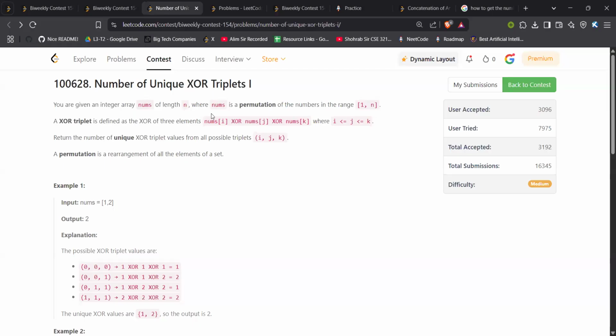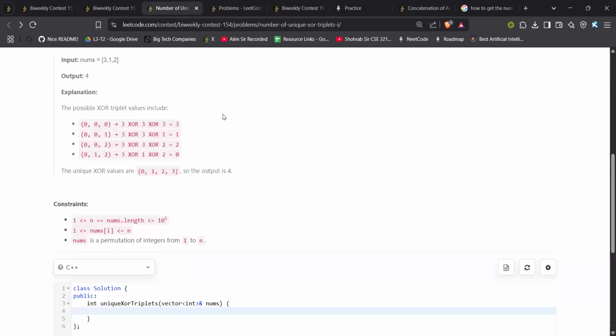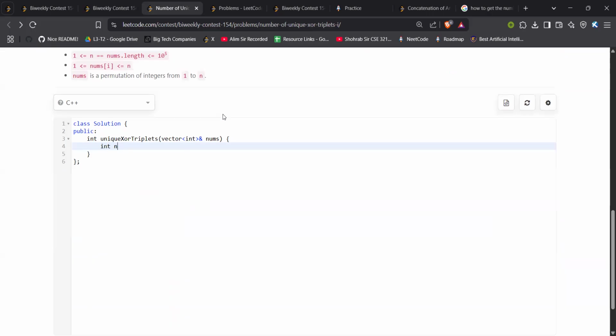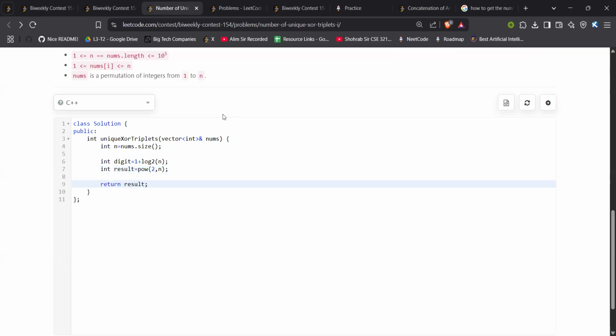nums is a permutation of 1 to n. So we'll basically take the size and we're good. We don't need anything else. 1 plus log 2 of n is the number of digits in binary. So the rest of this is basically the power of 2. I don't know, I just say these things.